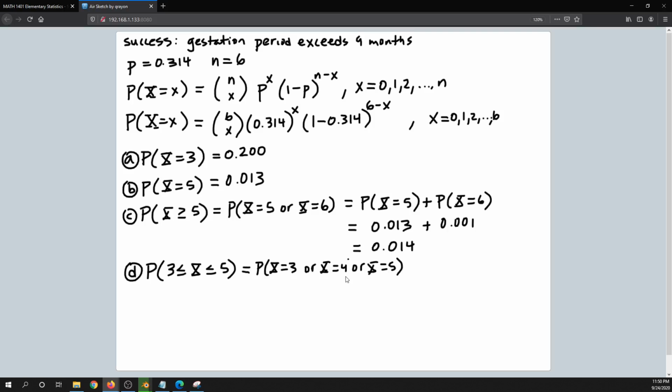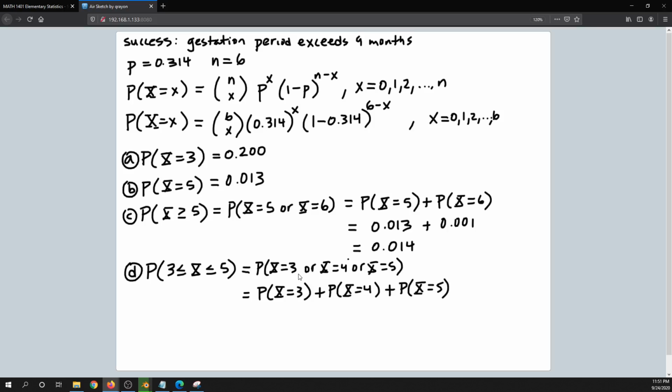And I have the or of a bunch of events, so I'm going to have to use one of the addition rules. Should I use the special or the general? Well, I have to ask myself, are these mutually exclusive? Can I have 3 successes and at the same time have 4 successes, or at the same time have 5? No, I cannot. So these are mutually exclusive, so I can use the special addition rule, and the special addition rule says just add up the individual probabilities. So if I add up the probability that x equals 3 plus the probability that x equals 4 plus the probability that x equals 5, I get that.